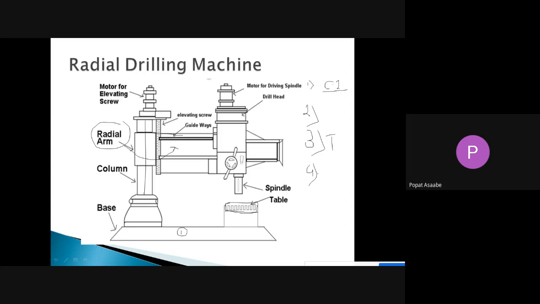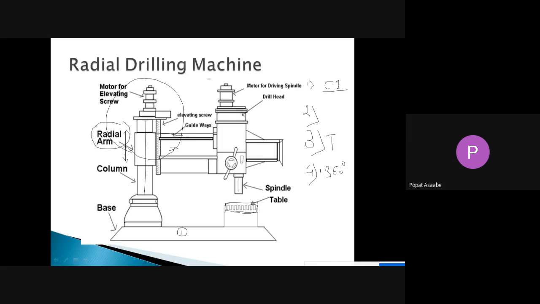That radial arm is attached on this vertical column, and around this vertical column we can rotate this radial arm at 360 degrees, which means we can rotate it in all directions. You have to imagine this whole radial arm rotating around this vertical column. And also we can move this radial arm up and down, in upward and downward direction.